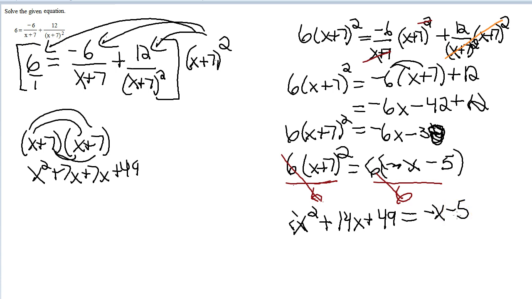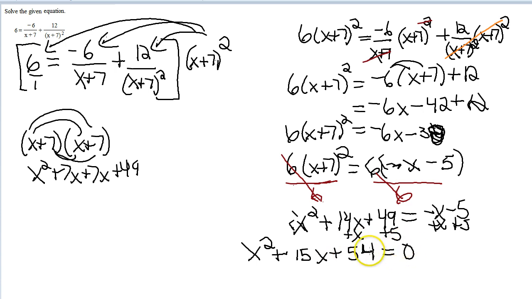So here's what we're looking at. X squared. We add x to both sides, plus 15x. We add 5 to both sides, plus 54. It's supposed to be equal to 0. It's desirable if that thing is factorable. Let's check it out.